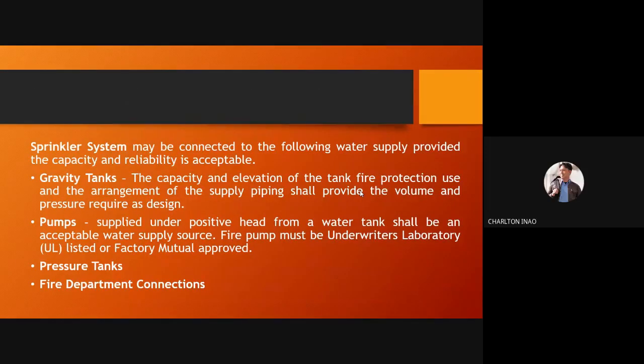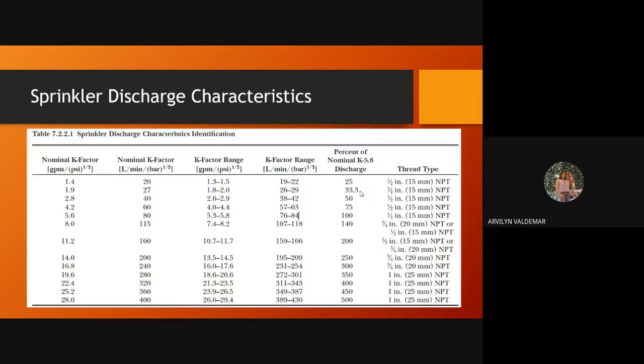So, a sprinkler system may be connected to the following water supply provided the capacity and reliability is acceptable. First is gravity tanks. The capacity and elevation of the tank, fire protection use, and the arrangement of the supply piping shall provide the volume and pressure requirements as designed. Next is pump, supplied under positive head from the water tank, shall be an acceptable water supply source. Fire pump must be Underwriters Laboratories listed or Factory Mutual approved. Next is pressure tank and the fire department connections.